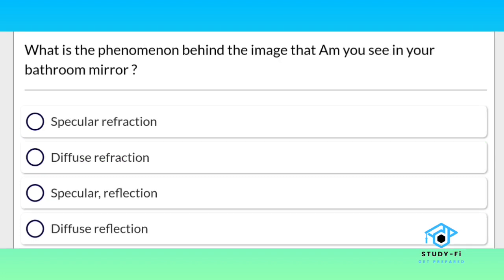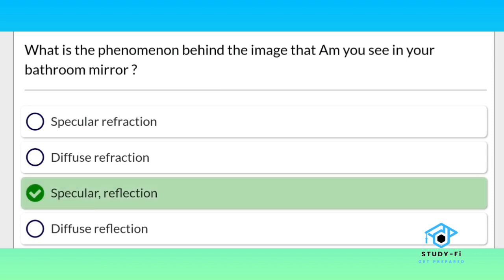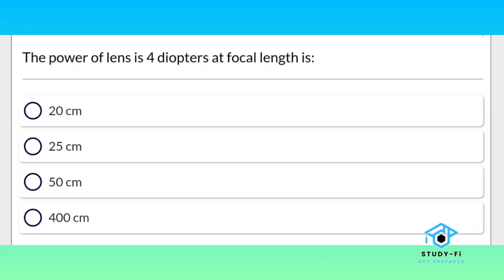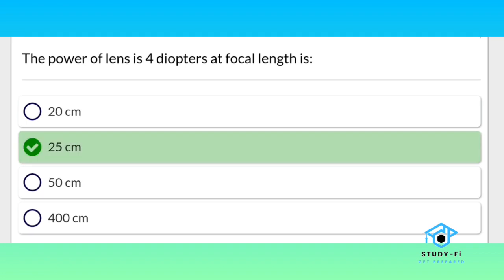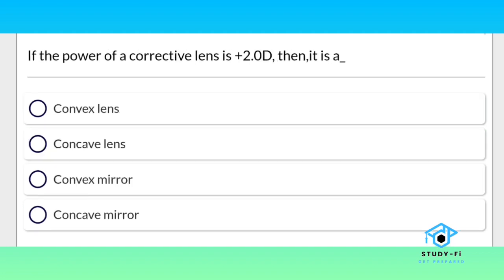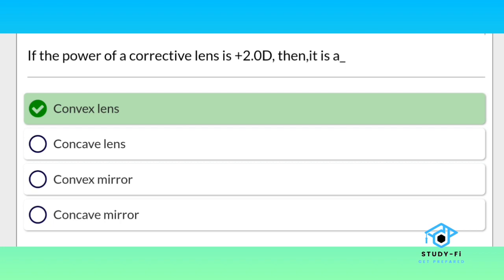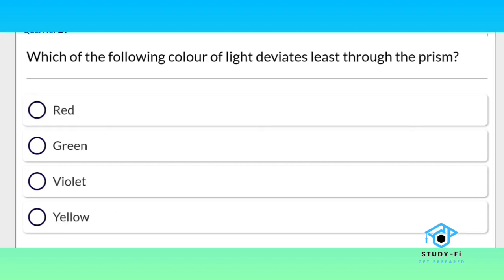What is the phenomenon behind the image that you see in your bedroom mirror? Specular reflection. The power of a lens is 4 diopters. Its focal length is 25 cm. If the power of a corrective lens is plus 2.0 D, then it is a convex lens. Which of the following colors of light deviates least through the prism?